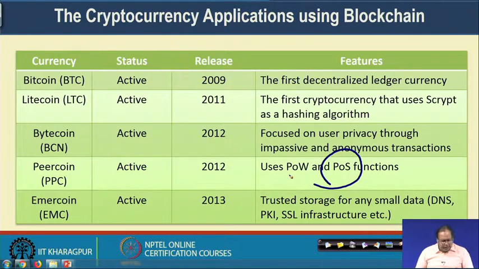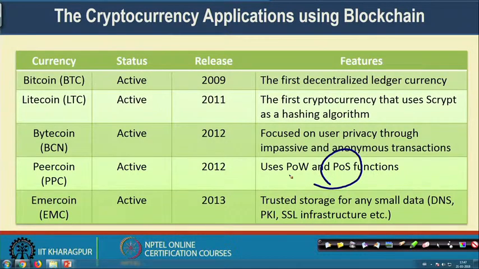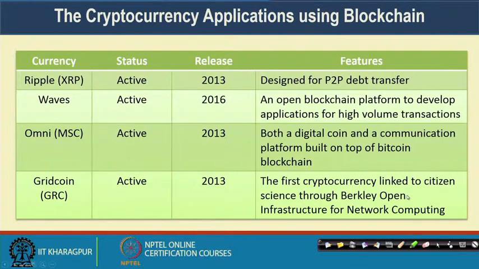Then in 2013 there was Emercoin. Emercoin developed an architecture to store small data which can be utilized for domain name system validation, public key infrastructure, and SSL infrastructure, systems which require a small database, and for them Emercoin provided a trusted storage architecture. Then we had Ripple, a cryptocurrency designed for peer-to-peer debt transfer.